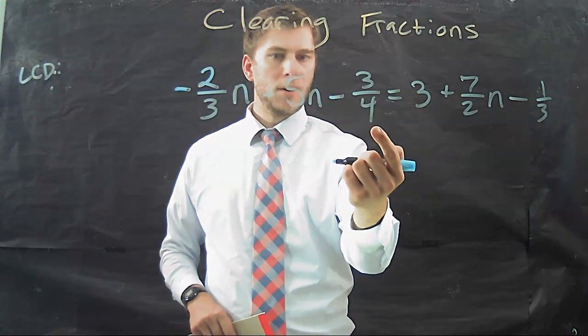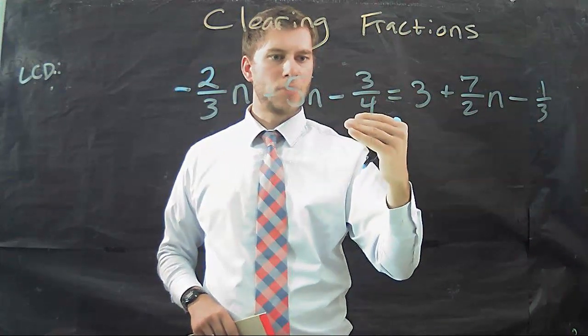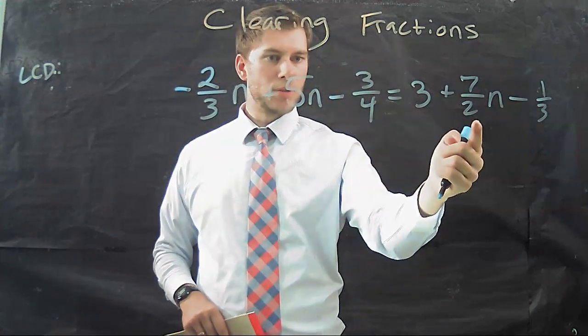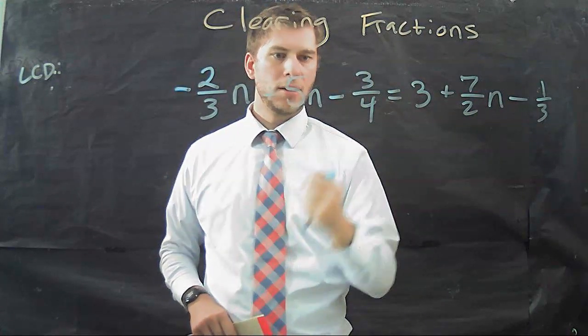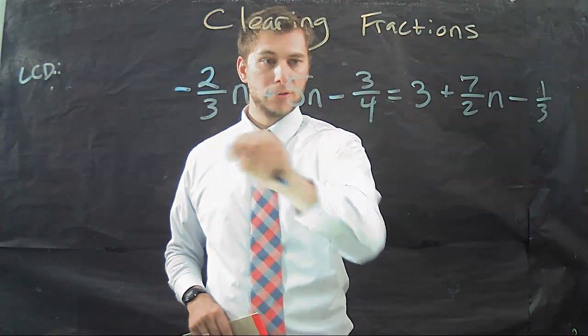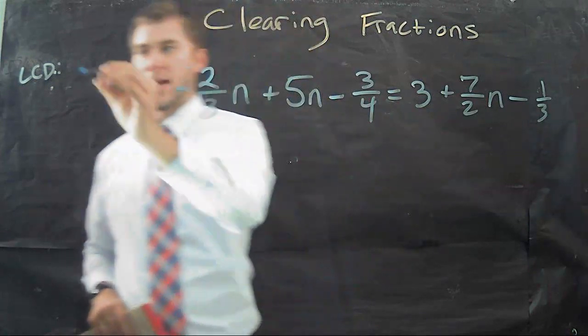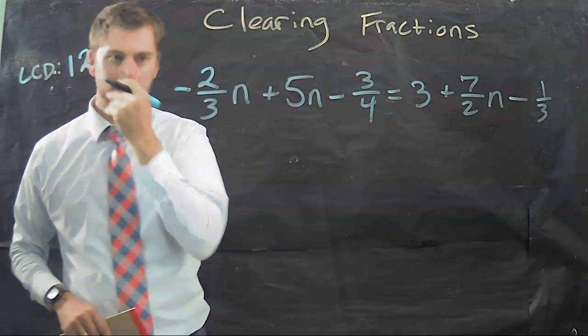So I have 4, which 2 goes into 4, but 3 does not go into 4. Okay, so the next multiple of 4 is 8. 2 goes into 8. 3 does not go into 8. The next multiple of 4 is 12. I know that 3 goes into 12. 4 obviously does because we're doing its multiples, and I know 2 does. So my LCD is 12 there.